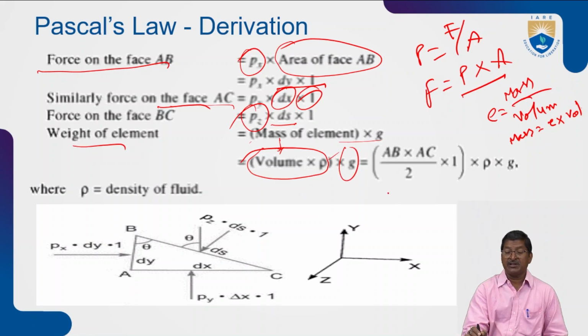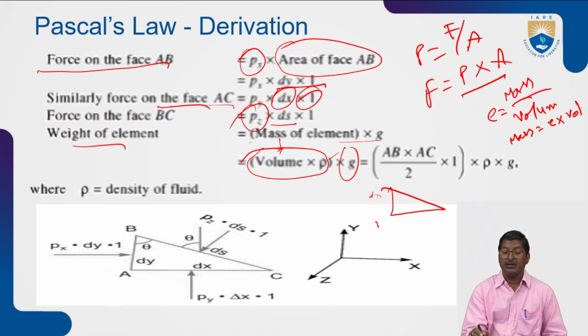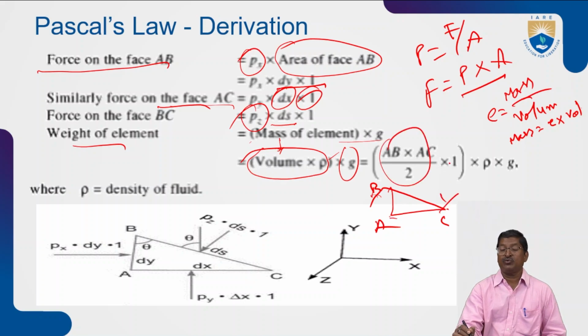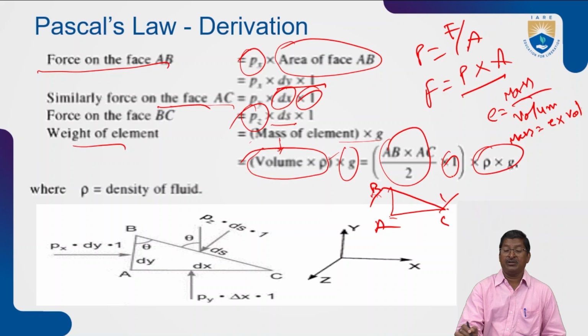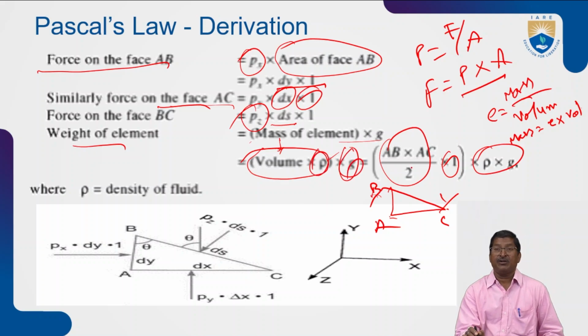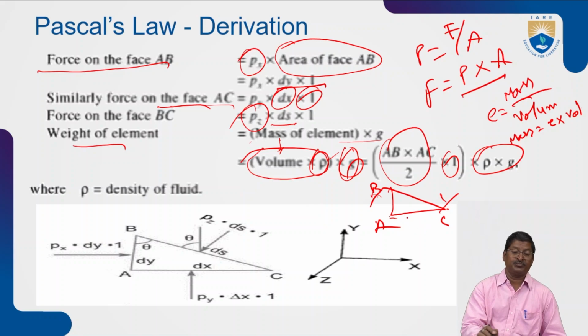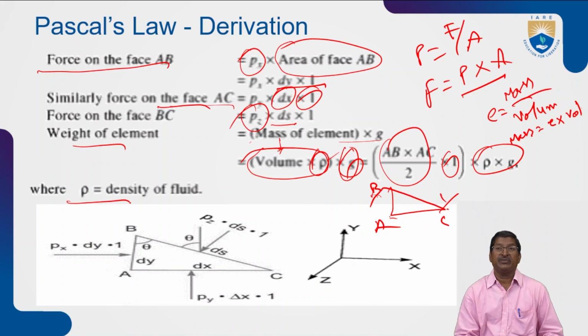So this is a triangle. This is AB, AC. So the triangular formula is half BH, half into AB into AC. This is the area. In this direction, it is 1. So that is the volume. And this is the rho g. So this is rho, this is g, and volume is half BH into 1. Rho is the density of the fluid.